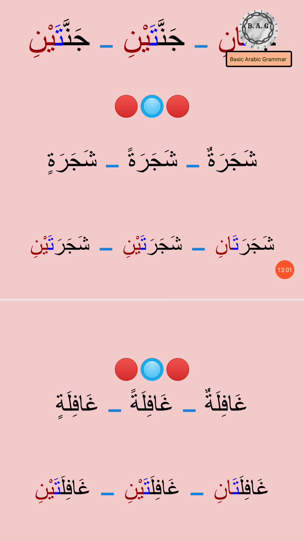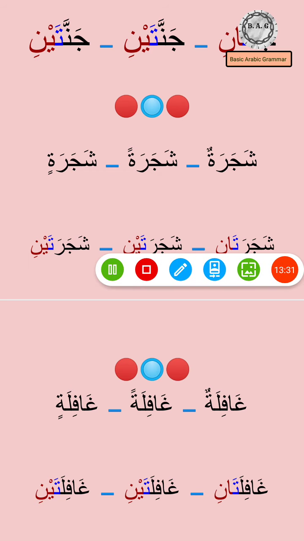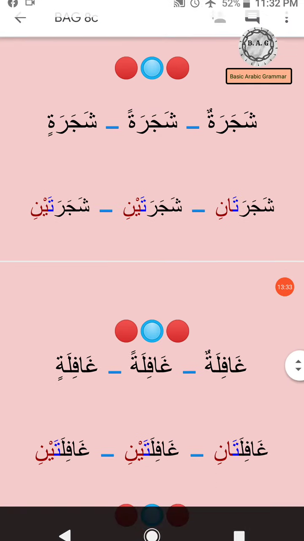Now let's skip the explanation part, because I know by now you must have memorized what happens to this round ta and what it is replaced with, and what is the specification for this regular ta. Okay, so what harkat it has to carry, and then what is the suffix. We're going to stop verbalizing all these things, and we're simply going to say that we're going to add the suffix of tani or taini.